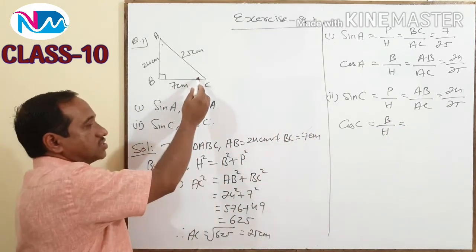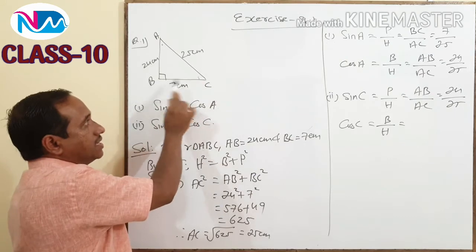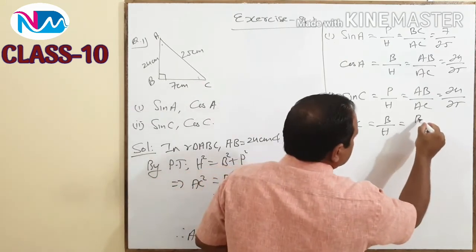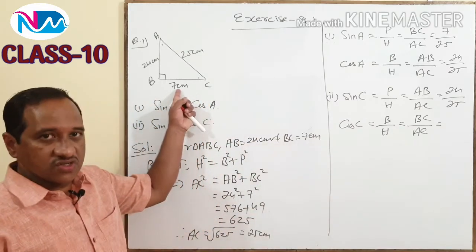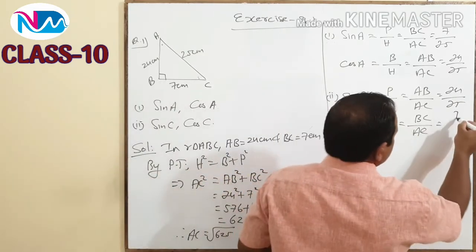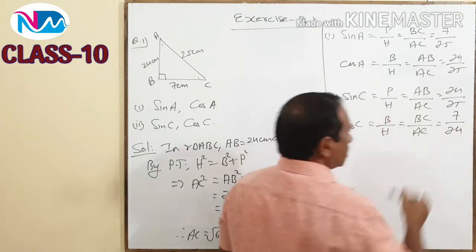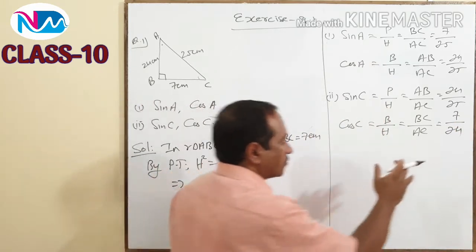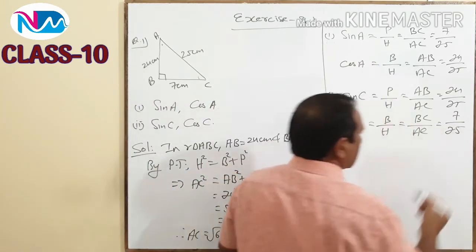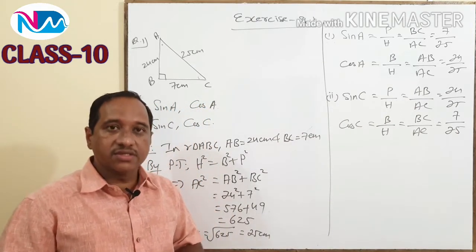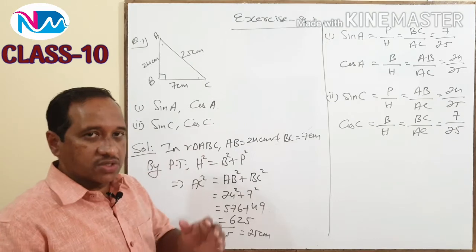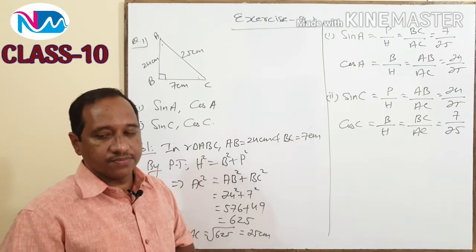Similarly, cos C is defined as base by hypotenuse. Here, with respect to the position of acute angle C, base is BC. So, BC by AC. BC is 7 centimeter. So, 7 by 25. Hypotenuse AC is 25. So, this is how we can write the trigonometric ratios with respect to different acute angles.